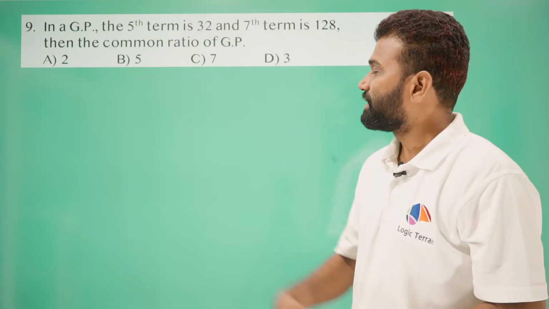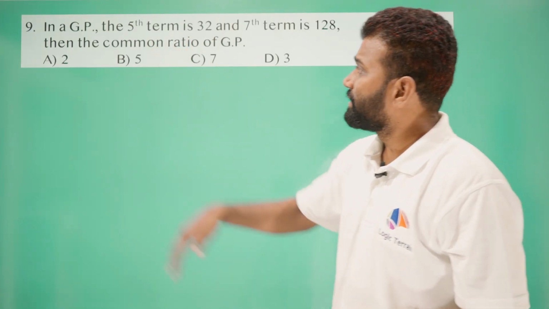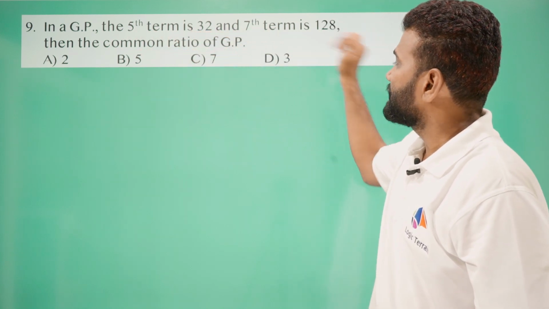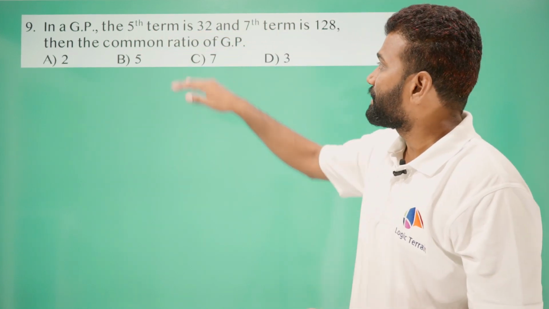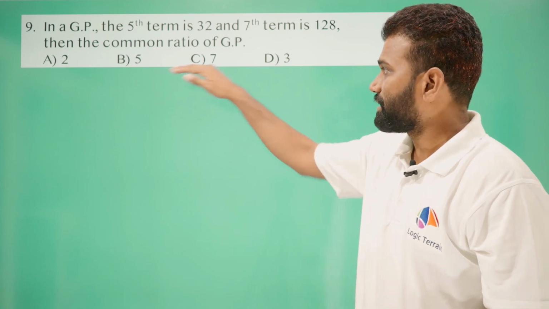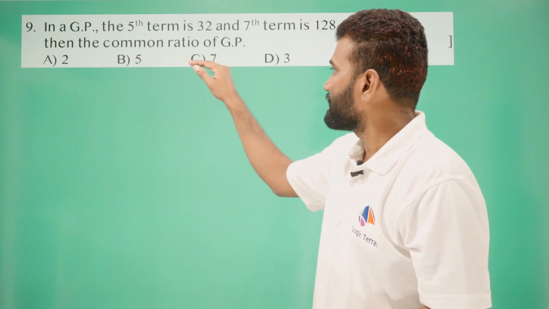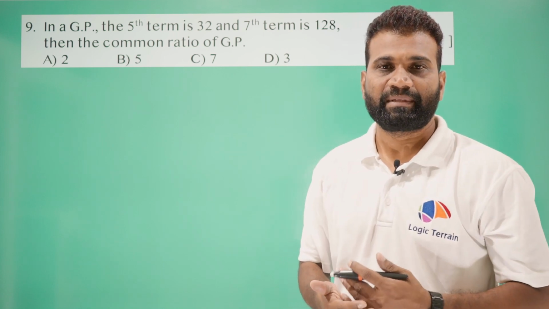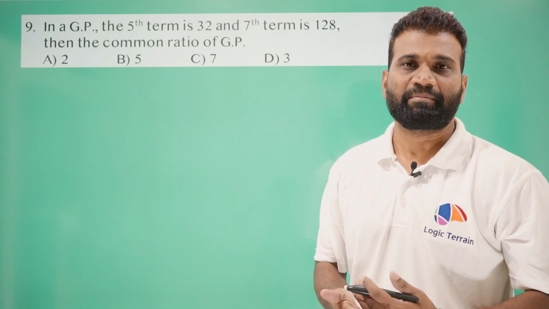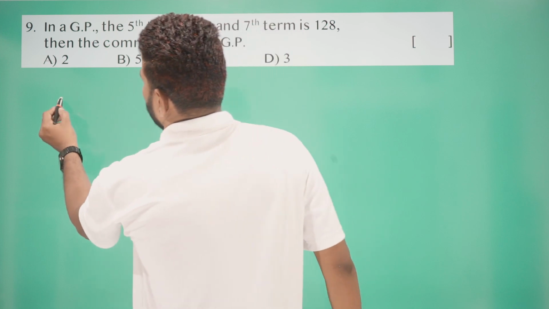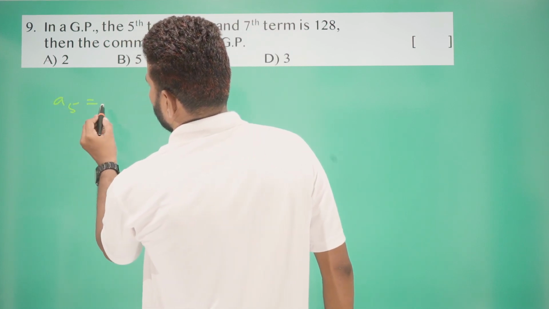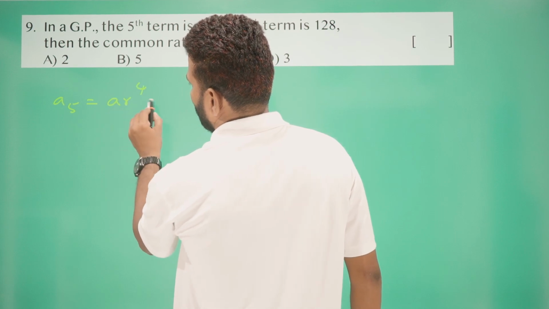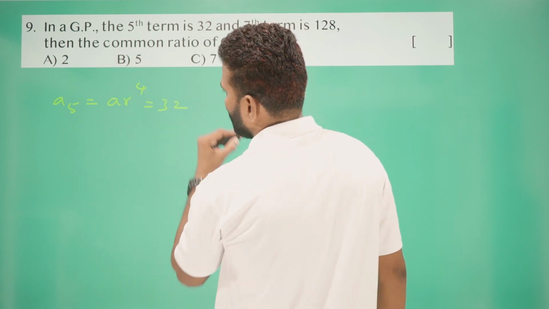Clear? Here is our next question. In a GP, the fifth term is 32 and the seventh term is 128. Then the common ratio of the GP is. Here are the options: A 2, B 5, C 7, D 3. And we know that the nth term of a GP is a into r to the power of n minus 1. So the fifth term a5 is equal to a into r to the power of 5 minus 1, that is 4, and this is given as 32.